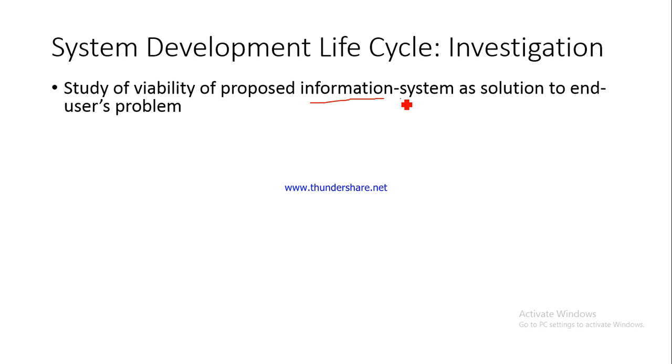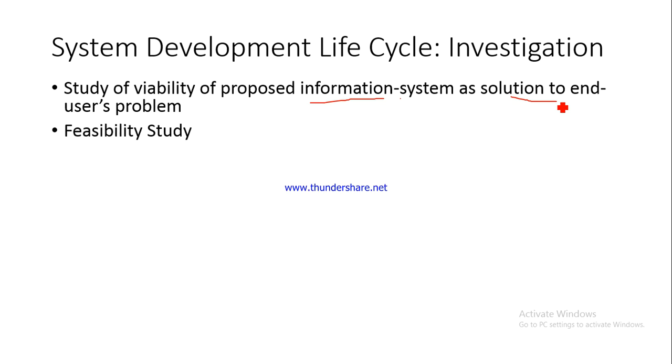So this is what I meant when I said that within the system development life cycle, we are trying to find out whether the particular system that we are proposing is basically providing a solution to the end user problem. So this is what we meant by the solution and the end user problem, right? So basically we have to understand how and to what extent the new system would be able to solve the problem that the client organization is facing, right?